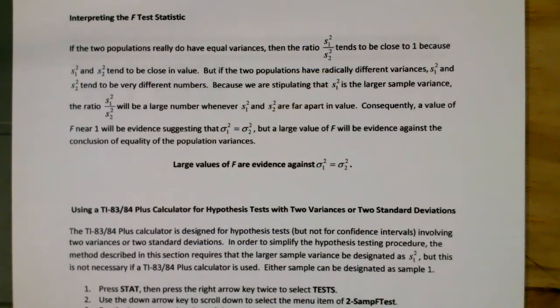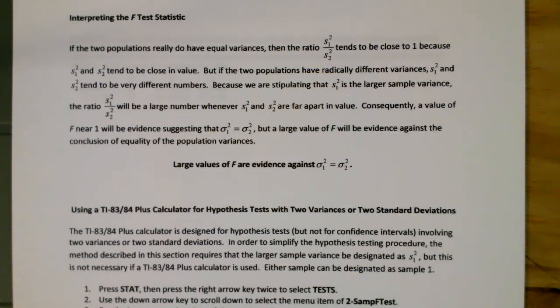Okay. On the next page is how to interpret an F test statistic. If two populations really do have equal variances, then the ratio S1 squared divided by S2 squared tends to be close to 1 because S1 squared and S2 squared tend to be close in value. But if the two populations have radically different variances, S1 squared and S2 squared tend to be very different numbers. Because we're stipulating that S1 squared is the larger sample variance, the ratio S1 squared over S2 squared will be a larger number whenever S1 squared and S2 squared are far apart in value.